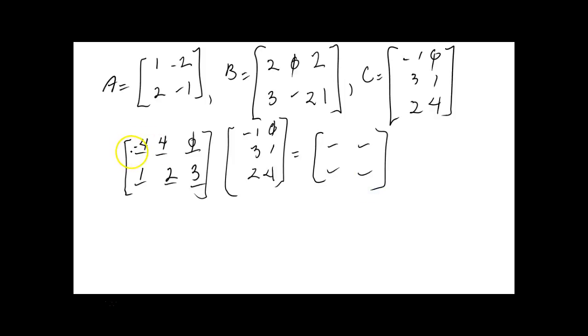The 1, 1 position here will be first row by first column. That'll be a 4 plus 12 is 16, so that's going to be a 16 there. The 1, 2 entry, first row by second column, 0, 4, 0, that's just going to be a 4. The 2, 1 entry, second row by first column, minus 1 plus 6 would be 5, plus 6 would be 11. The 2, 2 entry, second row by second column, 0, 2, and 12 is 14.